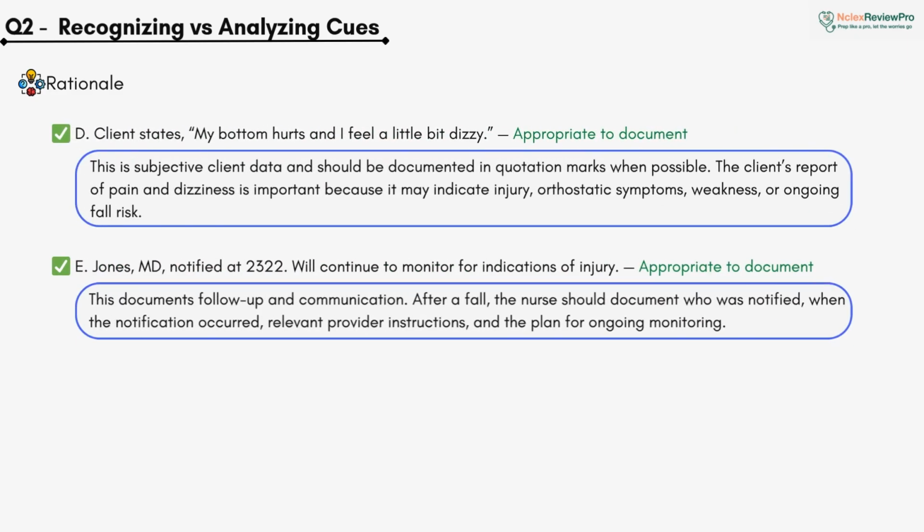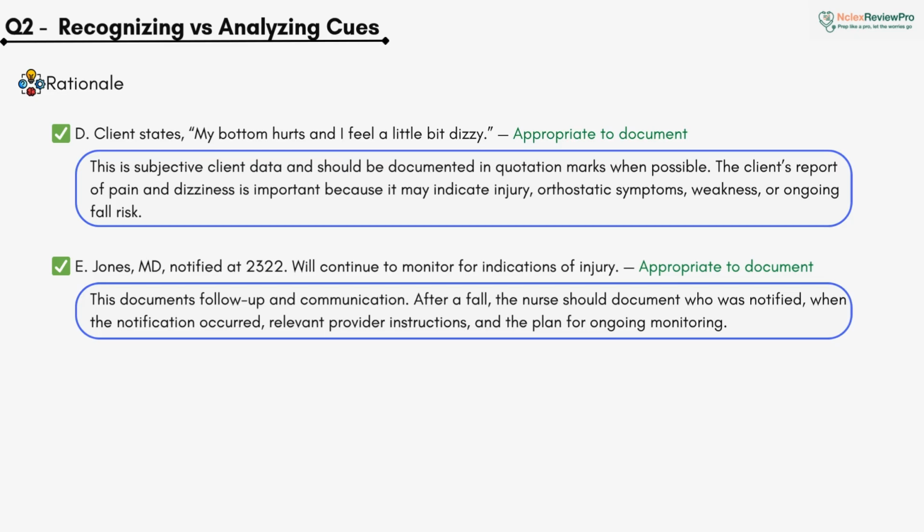Option D says, client states, "my bottom hurts and I feel a little bit dizzy." This is appropriate to document. This is subjective client data, and it should be documented in quotation marks when possible. The client's report of pain and dizziness is important because it may indicate injury, orthostatic symptoms, weakness, or ongoing fall risk. Option E says, Jones, MD, notified at 23:22, will continue to monitor for indications of injury. This is appropriate. This documents follow-up and communication.